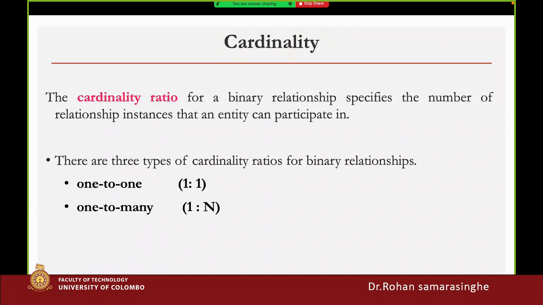Next one is one to many or many to one. Both are correct. One to many or many to one, which I explained in the previous example: many students can register for one course. Then the next one is many to many, the N to M relationship. So there are three types of cardinality ratios: one to one, one to many, and many to many.